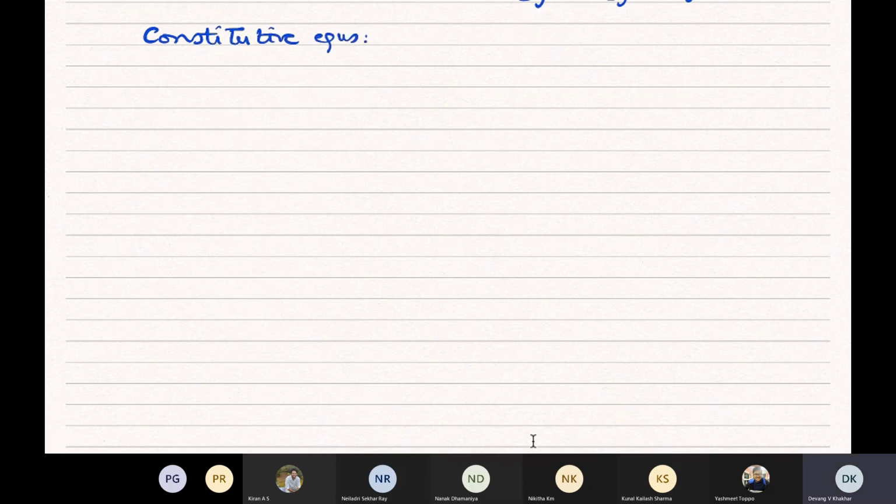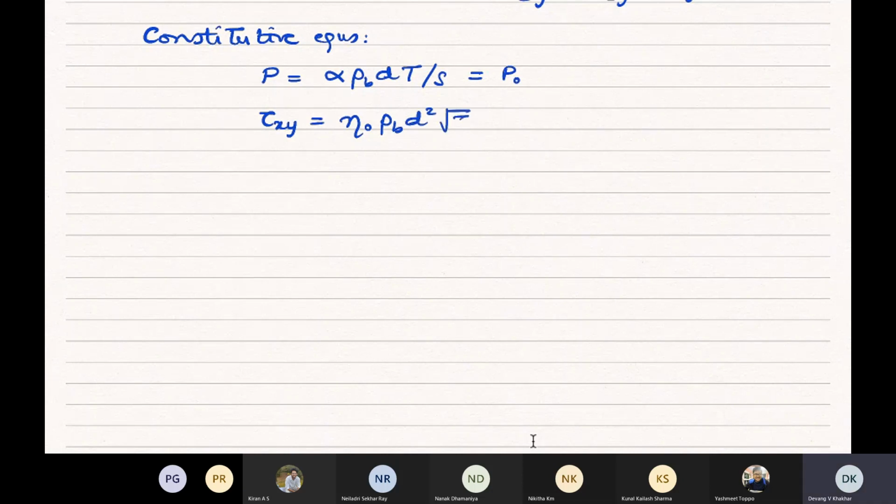And I'll just write these and then stop. The first equation is for pressure, which is just alpha rho b into d times T by S. Now S will also vary, T is also varying, but this product of everything is just P0, which is a constant. So this is one equation. Then you'll have tau xy, which is equal to eta 0 rho b d squared square root of T divided by S into dux by dy.